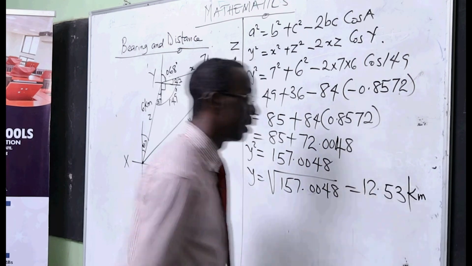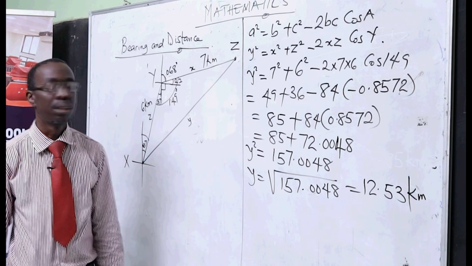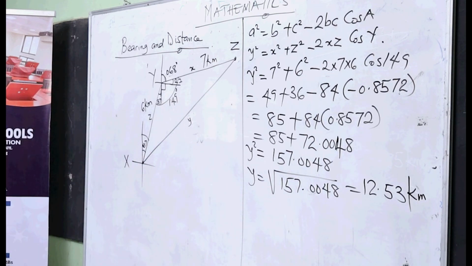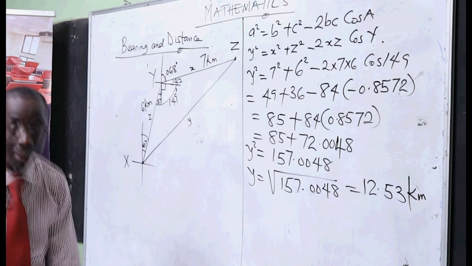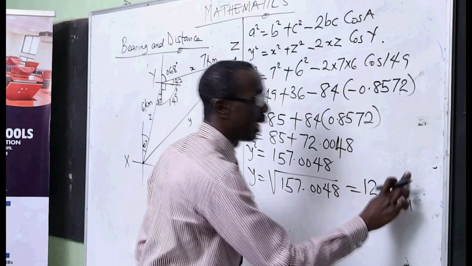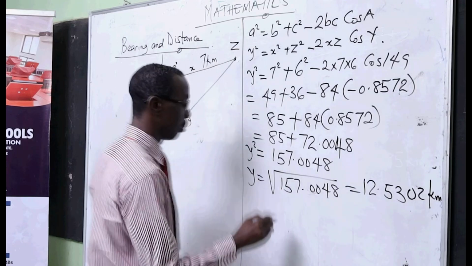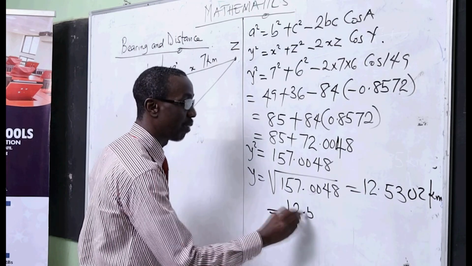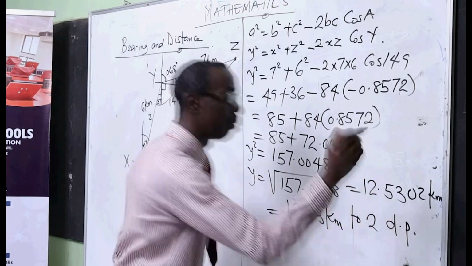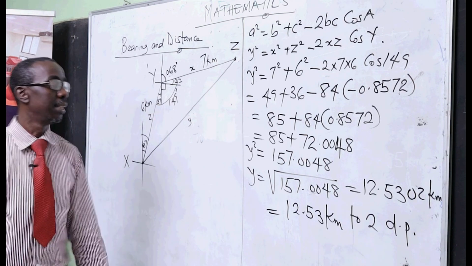12.5 what? 53. I think we are okay with 53. The 02 is not affecting it now. But are we asked to put it to any, say, 2 decimal places? So before we do that, you need to say 02 first. Then you now say your approximation is 12.53 kilometers to 2 decimal places. Are we still communicating? Yes, sir. Great. That is the distance between x and z. So I can now say this is xz.